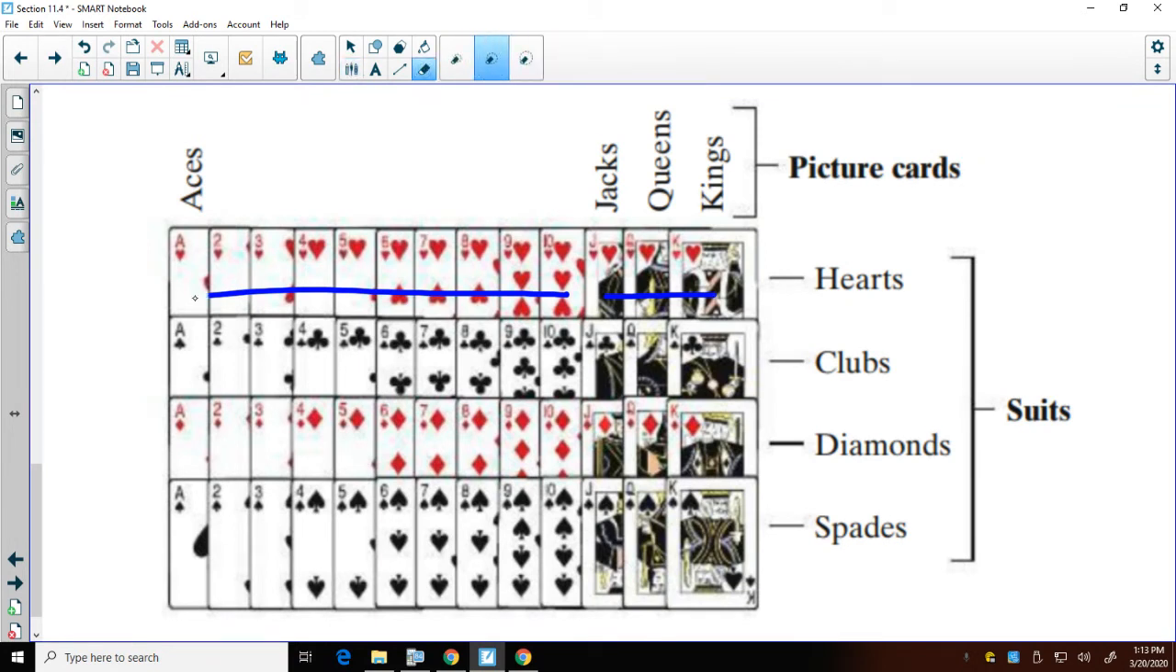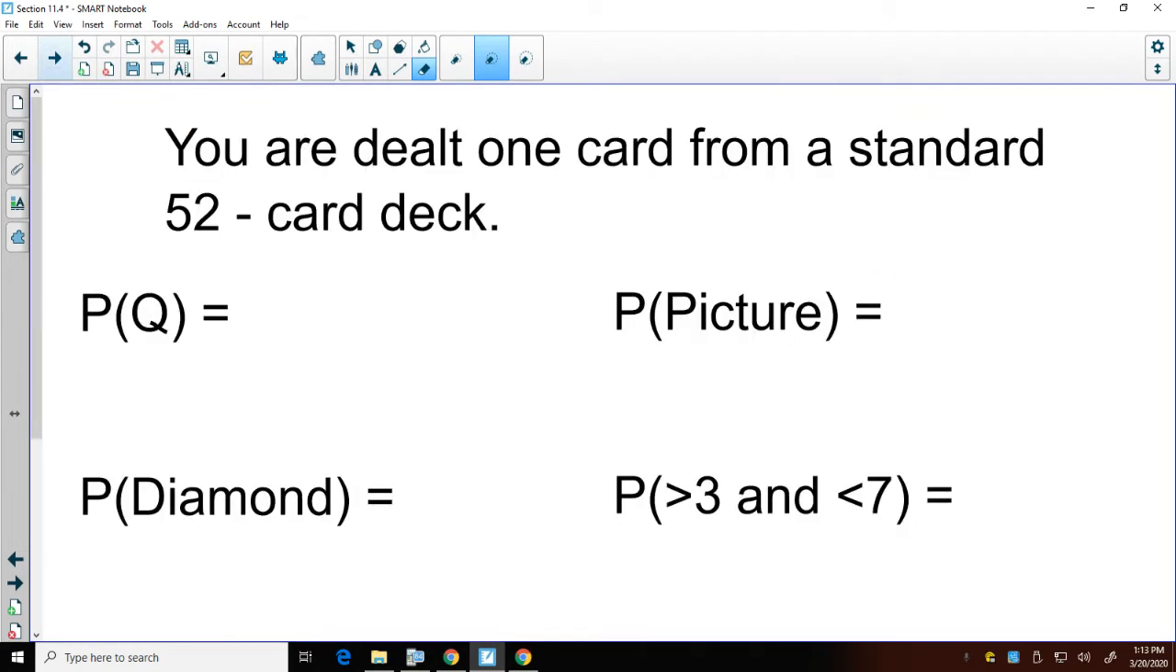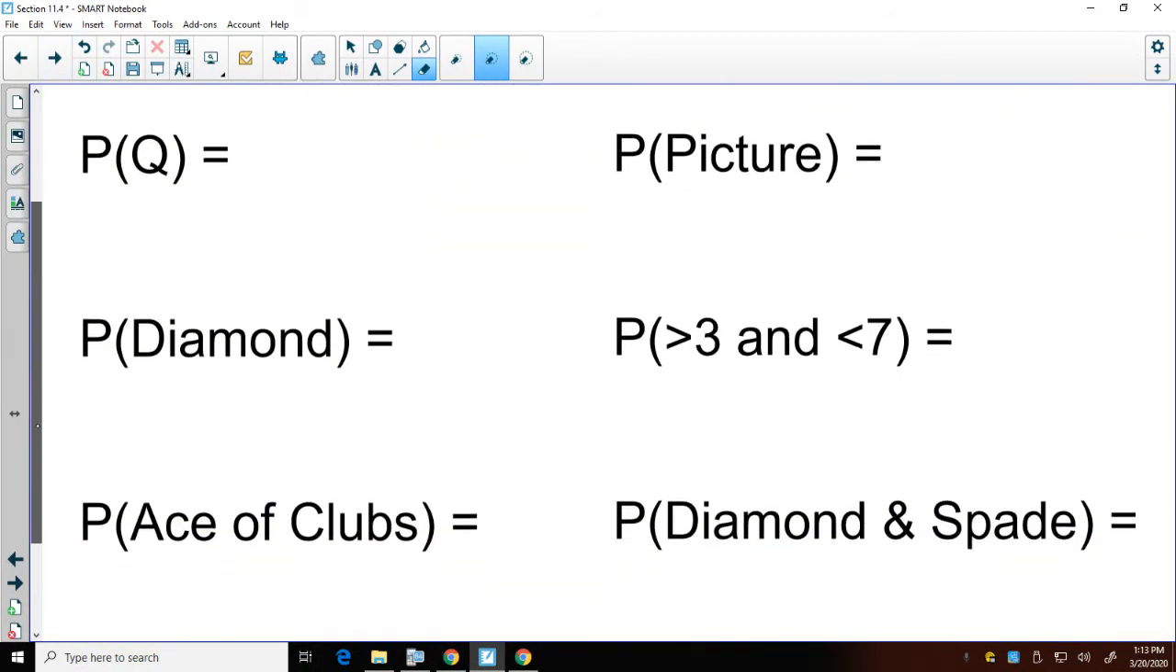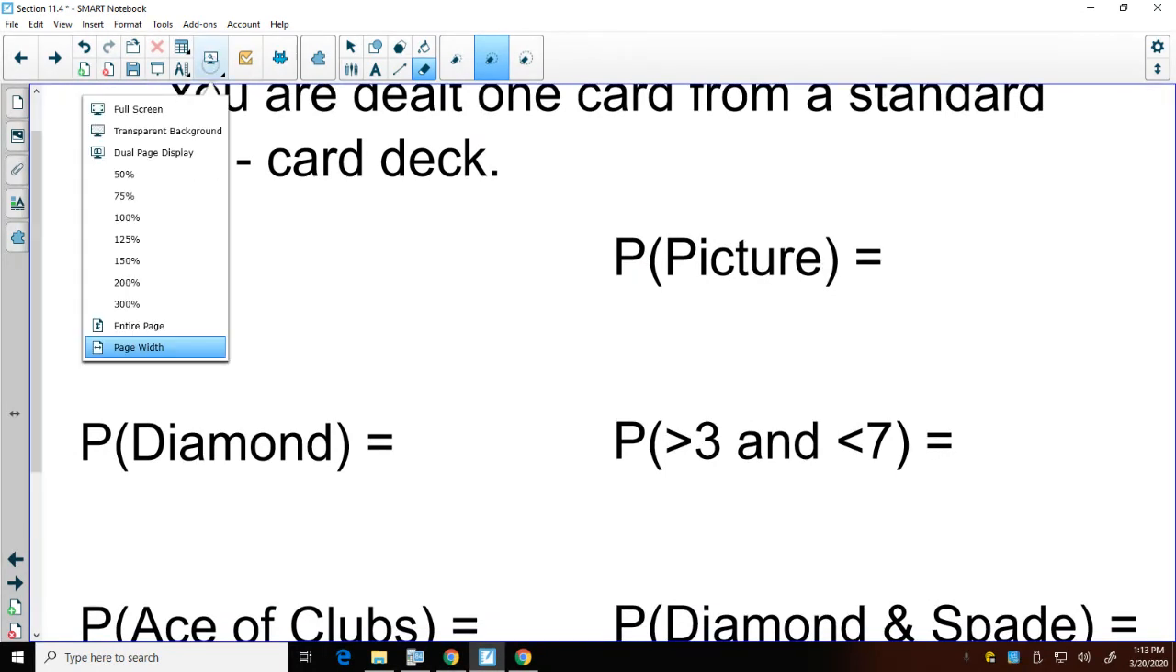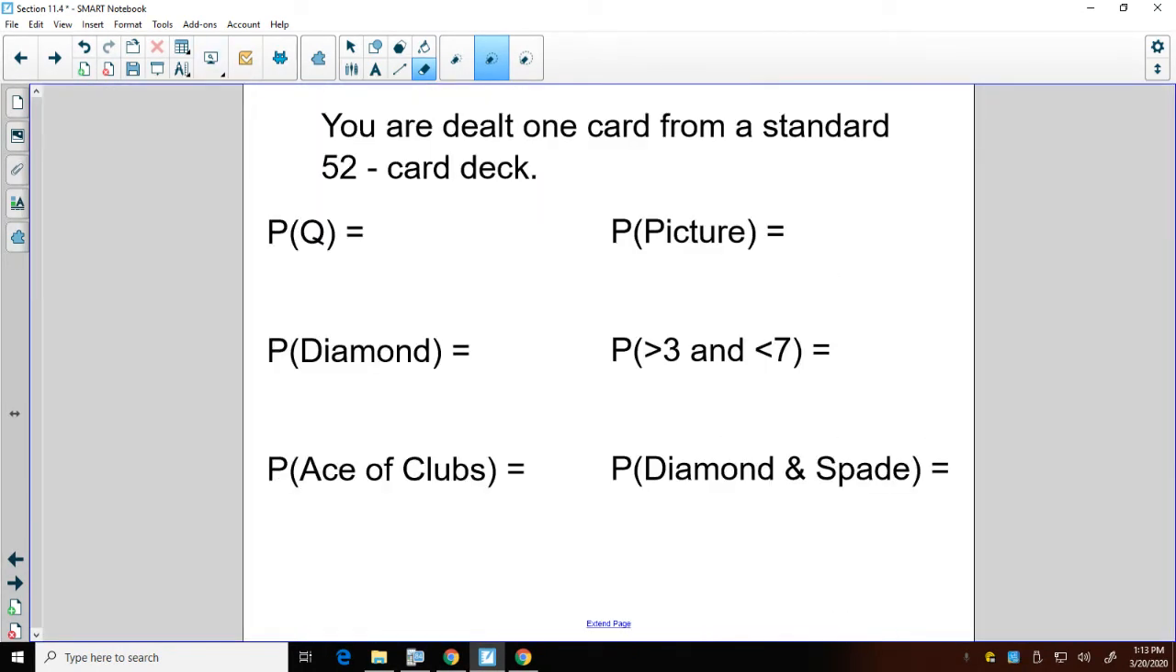All right, so now it's time to use this information and do some probabilities. This will be our last theoretical probability. Then we will talk about experimental. So here I have, I believe, a total of, okay, there are 6 probabilities here. So let me expand this page. Go ahead, pause the video, find me the probabilities.